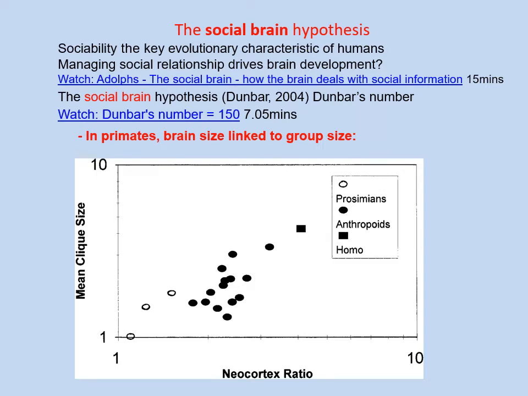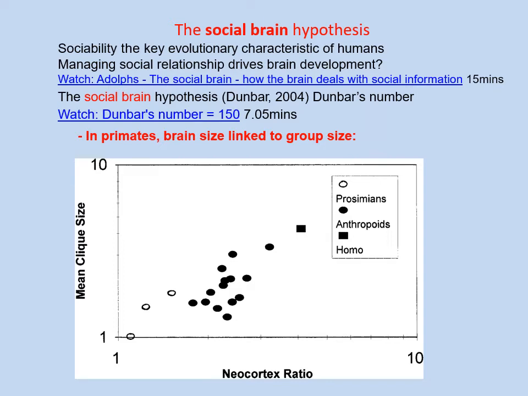Robin Dunbar, a biologist at Oxford University, proposed what is now called the social brain hypothesis. Dunbar looked at the size of the average group in different primates on the left-hand axis of this figure and the size of the neocortex of the different primates. And what he found was a very strong linear relationship. The larger the group in which a primate lives, the larger the neocortex of that particular species. And that supports the idea that a large brain primarily serves the demands of complex sociability and social interaction.